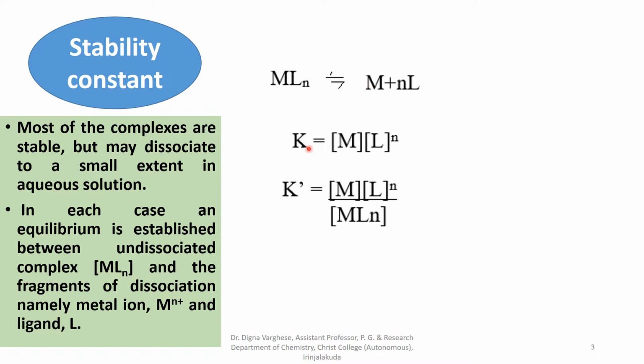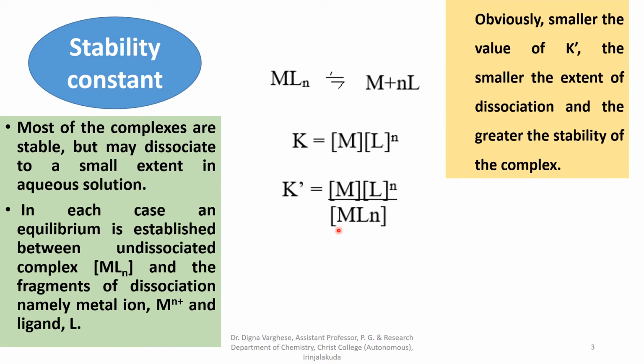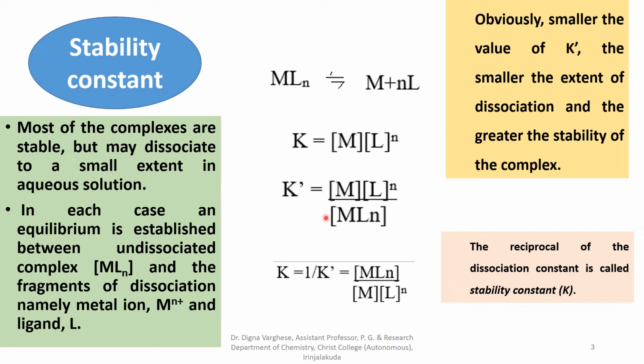Here you can see K', the equilibrium constant, is equal to concentration of M into concentration of L raised to n, divided by the concentration of the complex. If the value of K' is smaller, that means the extent of dissociation is smaller, and therefore the greater the stability of the complex. So the reciprocal of the dissociation constant is called the stability constant.